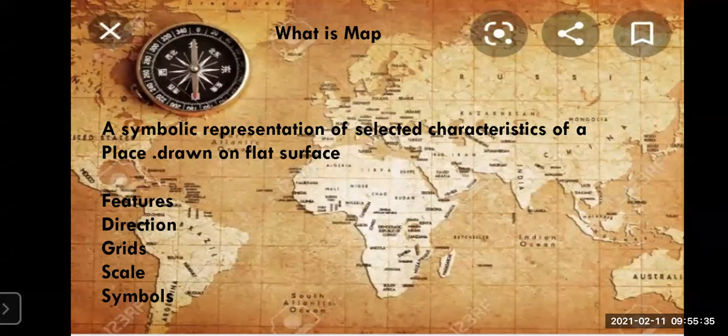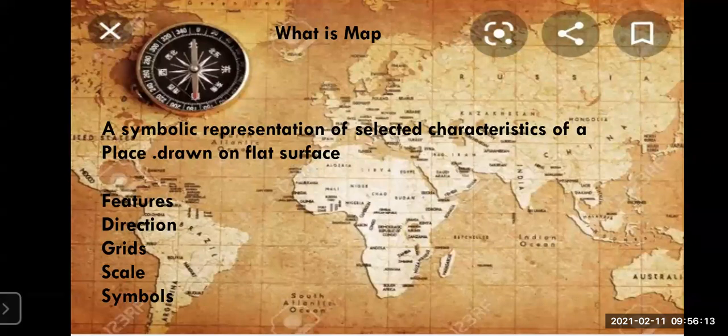Maps present different types of information. So what is a map? It is a symbolic representation of selected characteristics which we show on a flat surface. This is the definition of a map. Now, what features does a map have? Let's go through the features. The first feature is direction, the second is grid, the third is scale, and the fourth is symbol. This is very important.